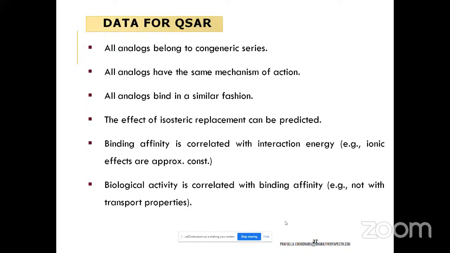So there are some prerequisites for this QSR data, that is, how the data can be selected. Now, first, all analogs should belong to a congeneric series.